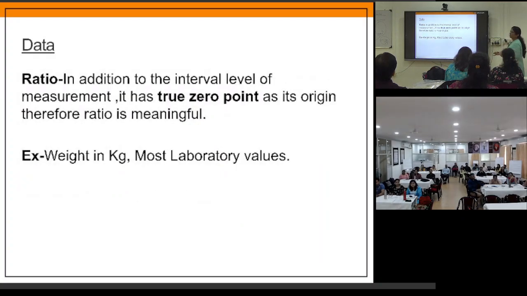Now the most commonly used one, which we use maximally, is the ratio scale. Height, weight, any measurement, blood pressure, blood sugar levels, etc. So that is the ratio scale, which we most commonly use in lab and most of the clinical work. In addition to the interval level of measurement, it has a true 0 point which has a meaning. 50 kgs is double of 25 kg, weight in kgs, most lab values.